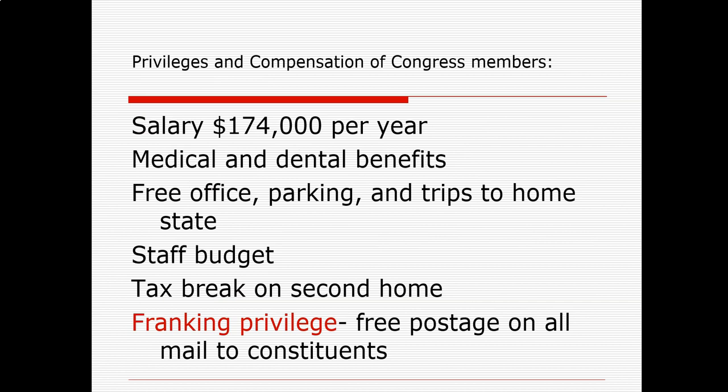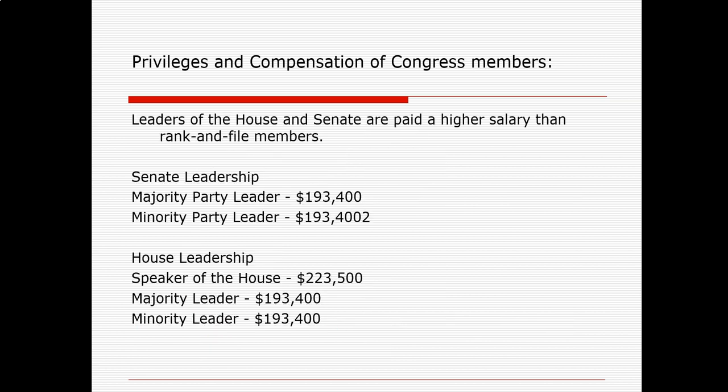Privileges and compensations of Congress members. The salary of congressmen or women in this case is $174,000 per year, plus medical and dental benefits, free office, parking, and trips to home state. Staff budget, they get money for their staff, tax breaks, and second home. The Franklin privilege, they also get free postage on all mail to constituents.